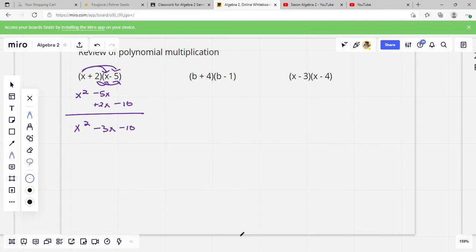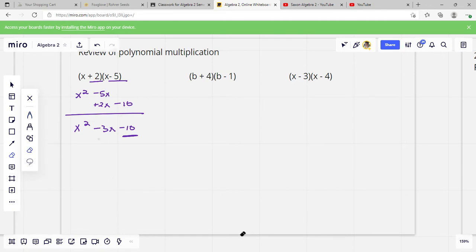Now, there's something that you can notice when you do this. There's always a pattern. If I multiply my two numbers together, I'm going to get my last number. So 2 times negative 5 is negative 10 there. Okay? And then to get your middle term, you're going to add your two numbers. So if I add 2 plus negative 5, I'm going to get negative 3.